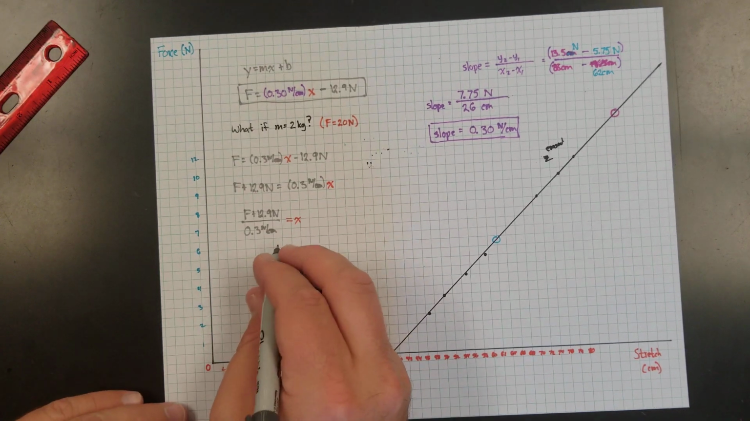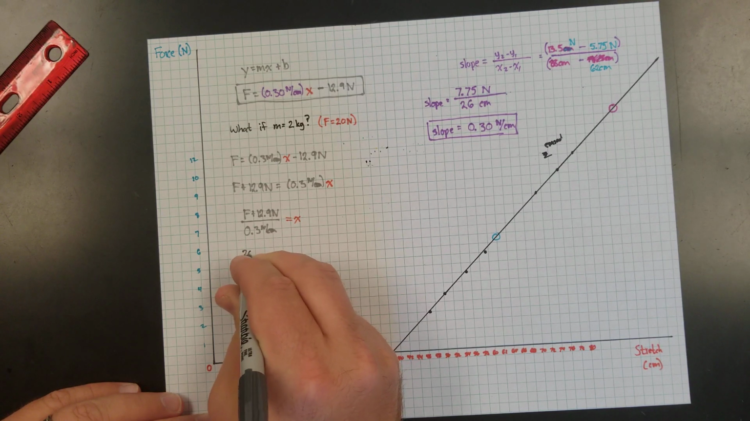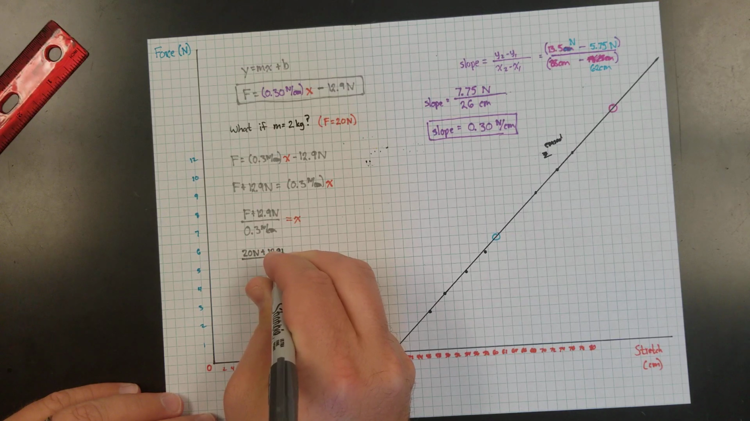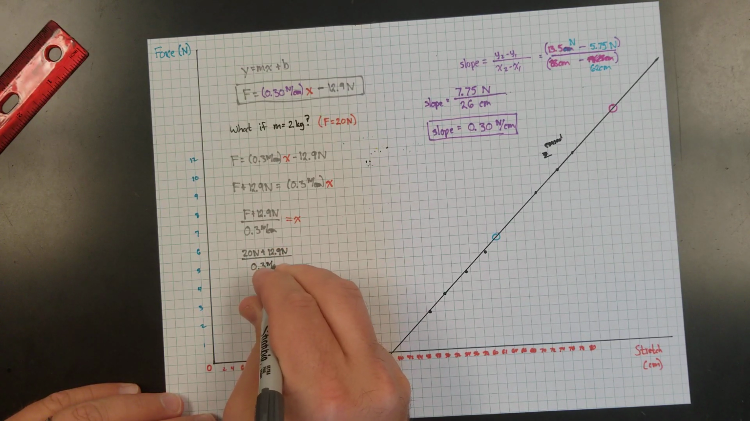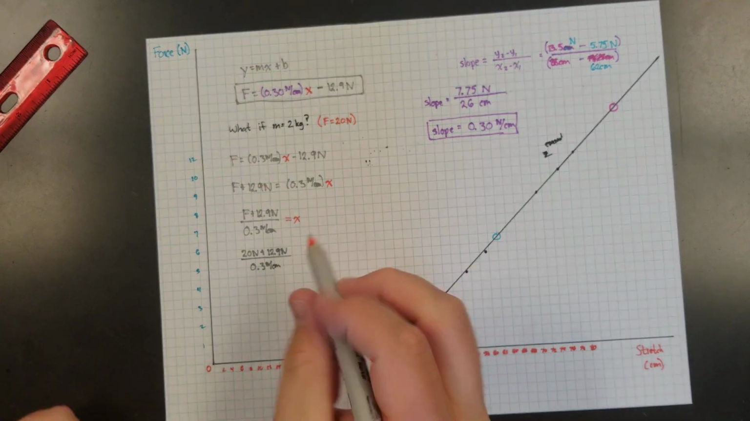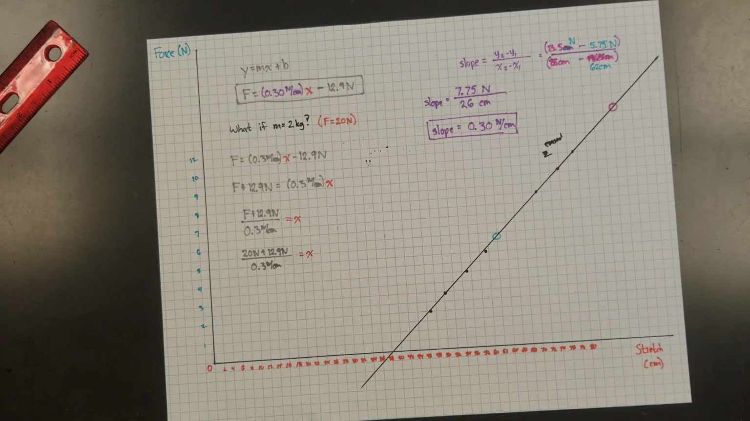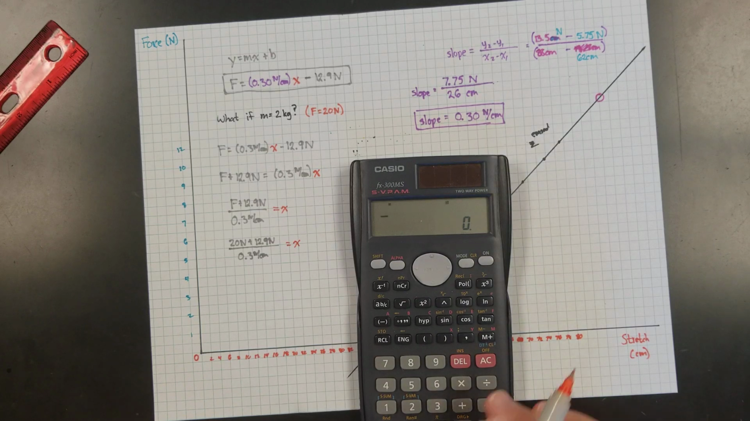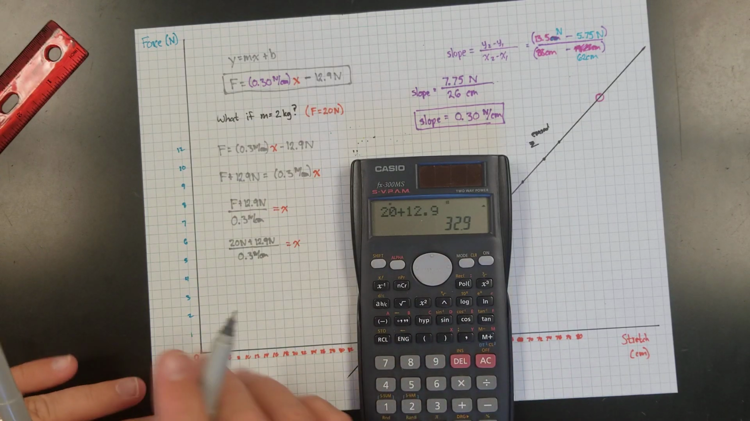Not sure that you want to do that in your head, but if you need to write it out, you can. And so if I substitute in 20 newtons plus 12.9 newtons over 0.3 newtons per centimeter equals x. Now I can solve and figure out how long the spring would be if I could hang 2 kilograms from it. So 20 plus 12.9 is 32.9.